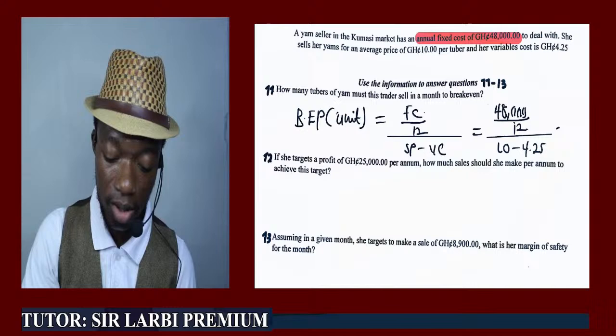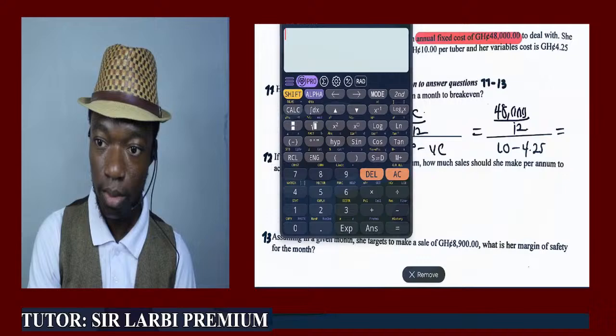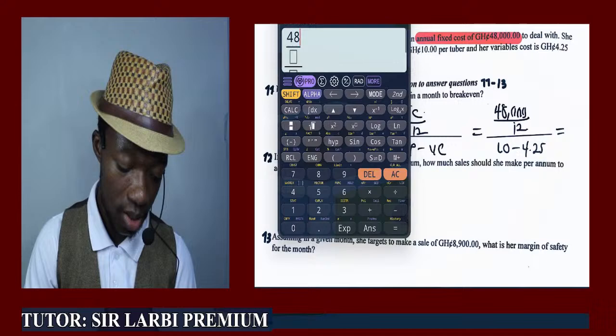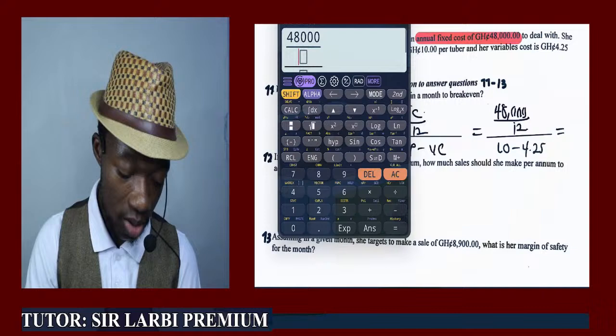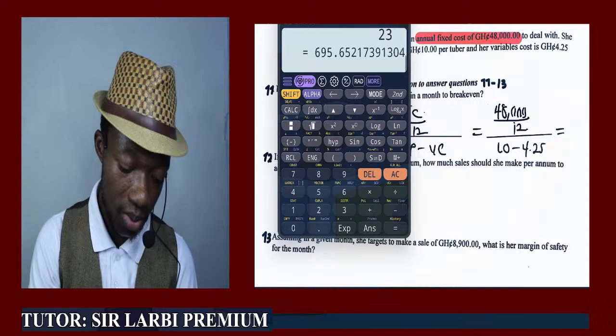So let me bring in my calculator here. Let's see what we'll get. We have 48,000. This was an MCQ type, so we just have to work everything straight without wasting so much time here. So 48,000 divided by 12, then all divided by 10 minus 4.25. And what are we getting? We are getting 695.6.